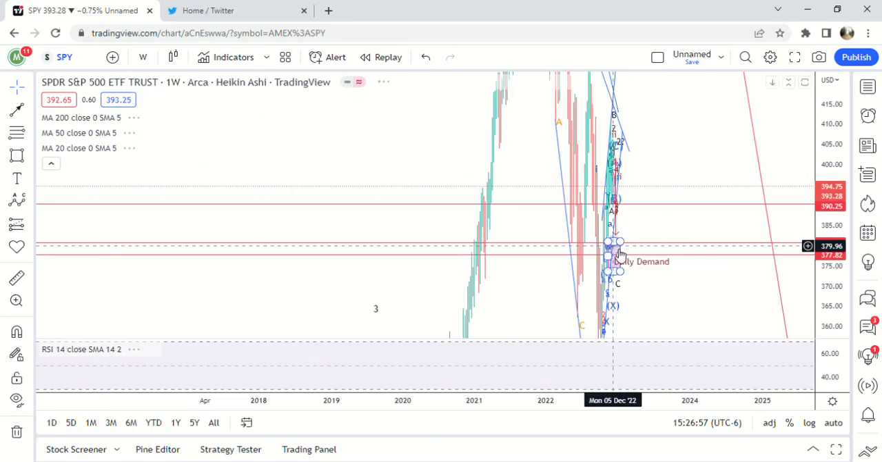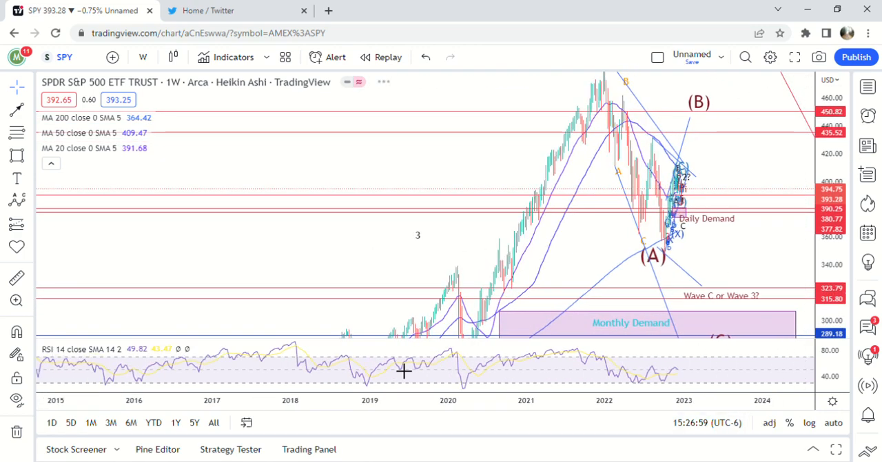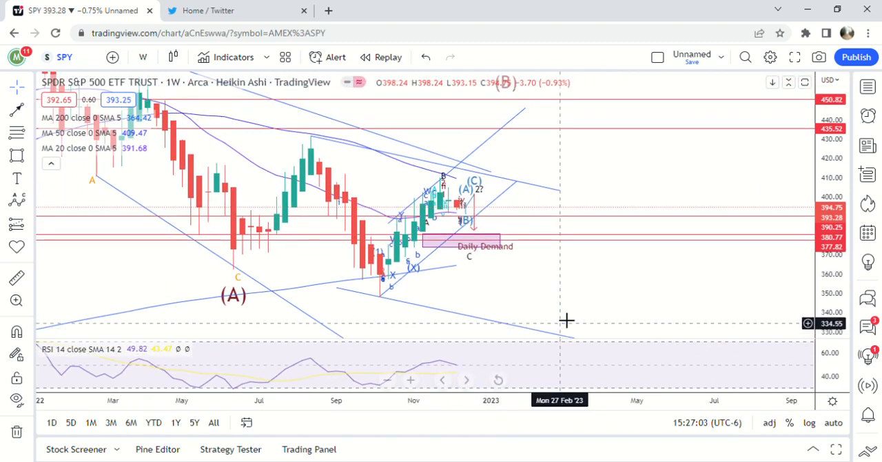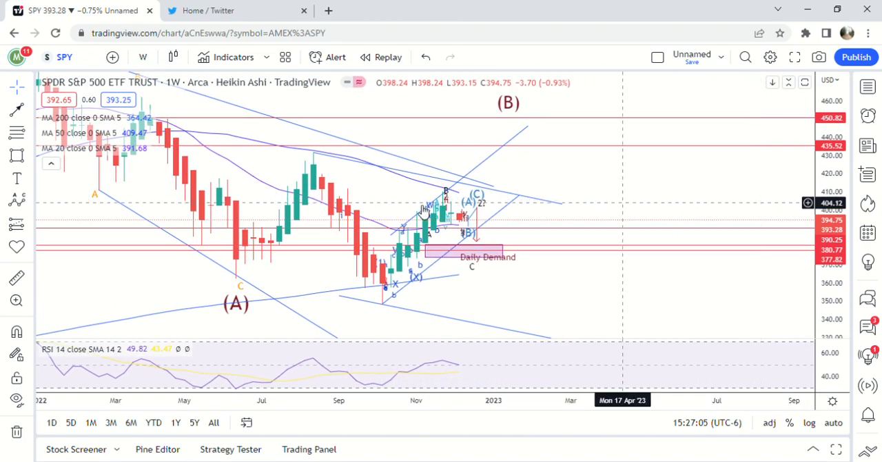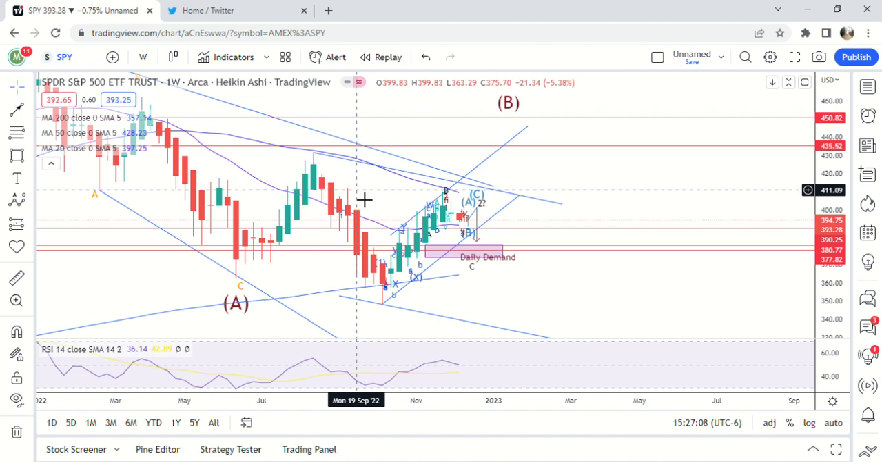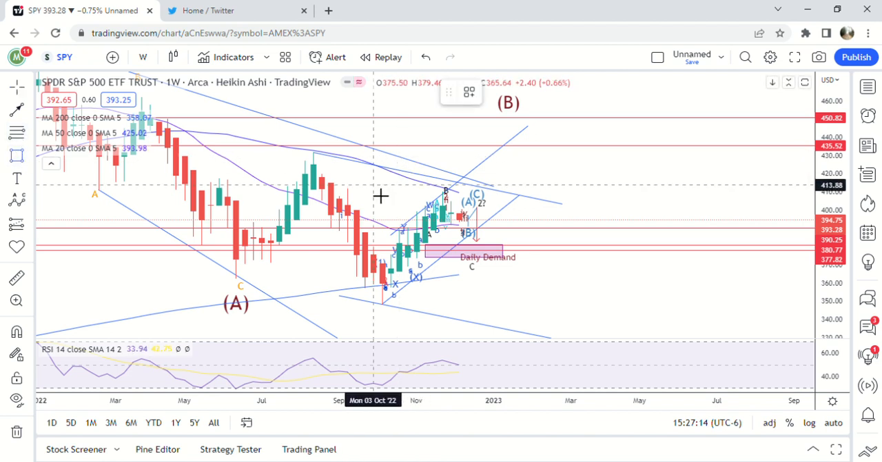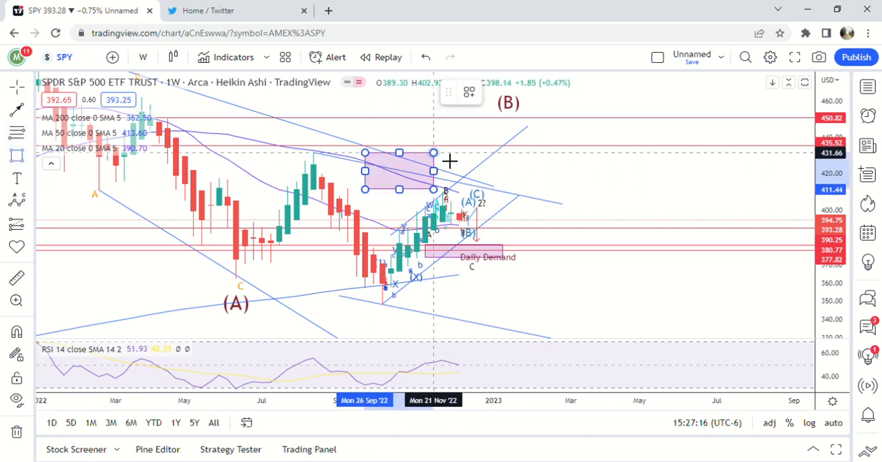If we zoom out here on the weekly time frame, we can see that on this move, we hit the supply on the weekly. So weekly supply is right here.